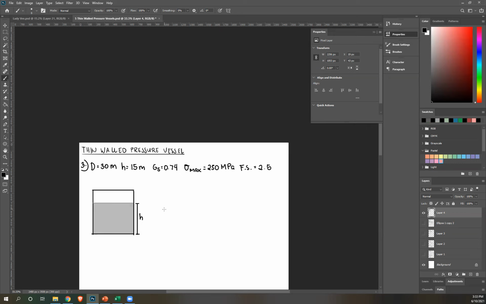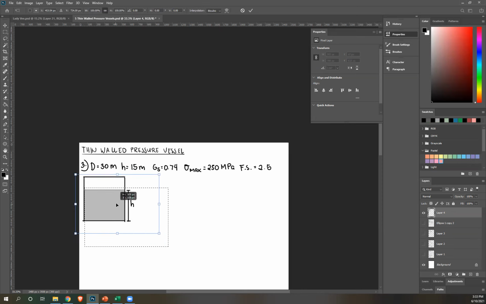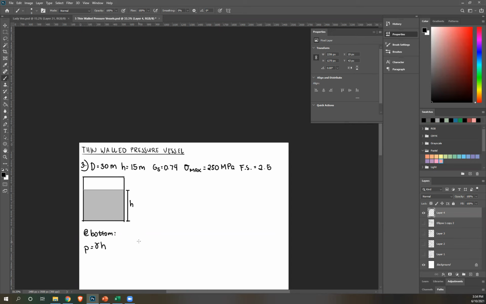And to get the equation for that pressure due to your liquid, let's specify it. At the bottom, pressure equals gamma H. What's gamma? Gamma is the specific weight or unit weight of your liquid. So specific weight of your gasoline. And H is the height of your gasoline. So that's how we get the equation for P.